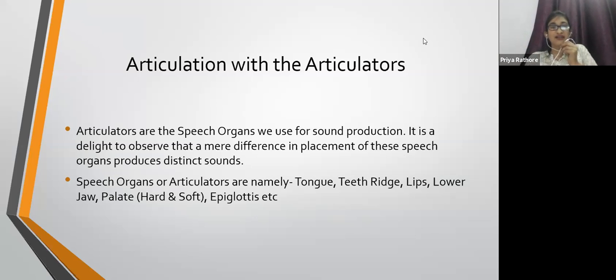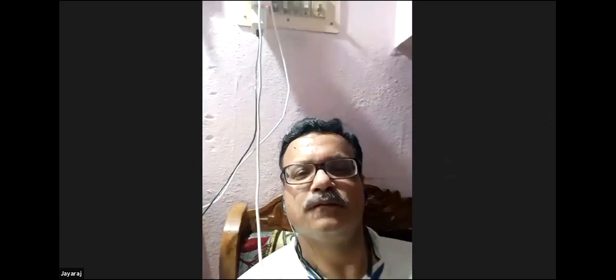Now we're going to be looking at some of the articulators and the speech organs. So a few of them I have named here. And we will do an exercise. Okay, let me stop share right now, because I need to show people exactly how we are going to use our articulators well.